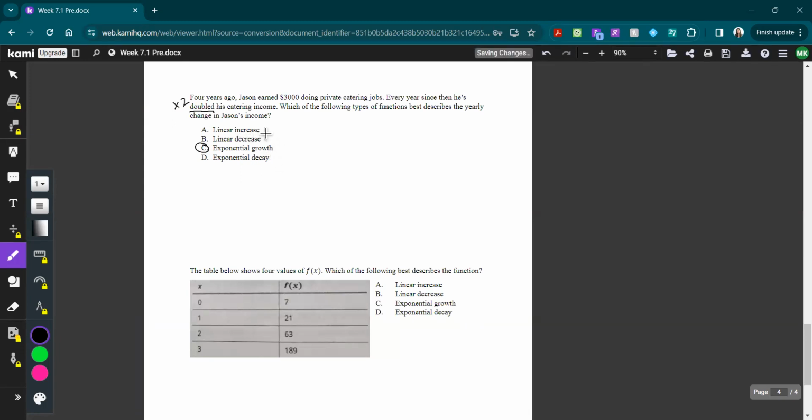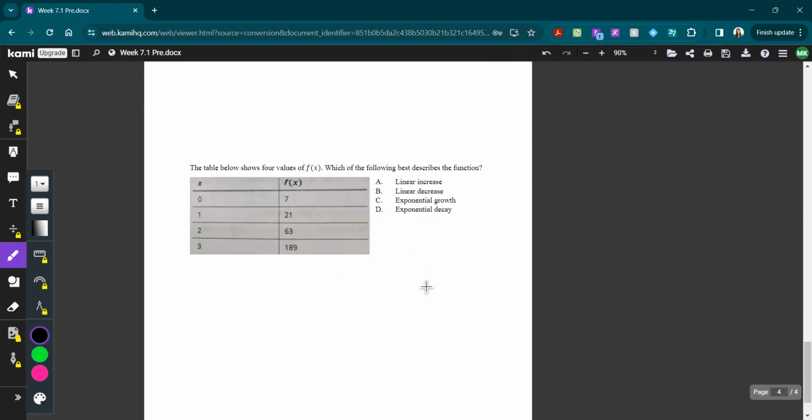Linear increase is a plus difference. Linear decrease is a minus difference. Exponential growth, as we have just seen, is a times difference of greater than one. And exponential decay is a divide, or in other ways they could word it, they times by a fraction that's less than one. So this is how you can tell. Exponential decay again, be careful.